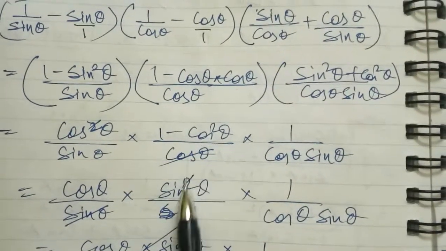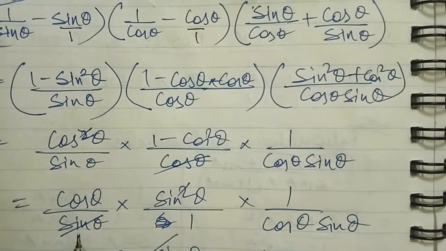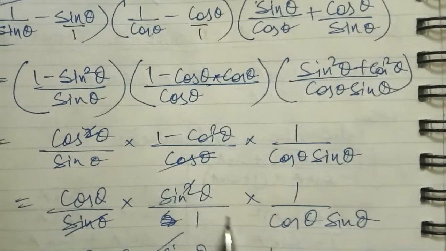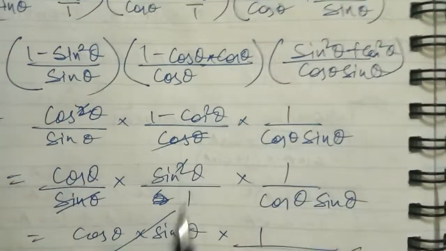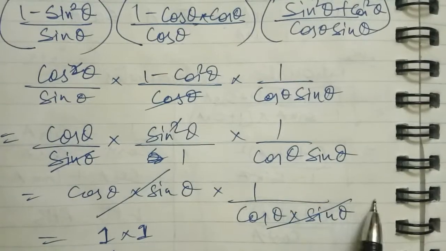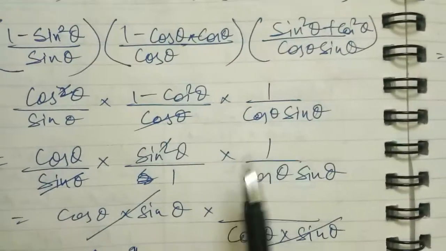Again from here I have written sin square theta. Then from here, see, sine square, and this sine square is cancelling out. Then what is the remaining from here? Only cos theta into sine theta. See, I have written cos theta into sine theta into 1 by cos theta into sine theta. This and this are cancelling out easily.